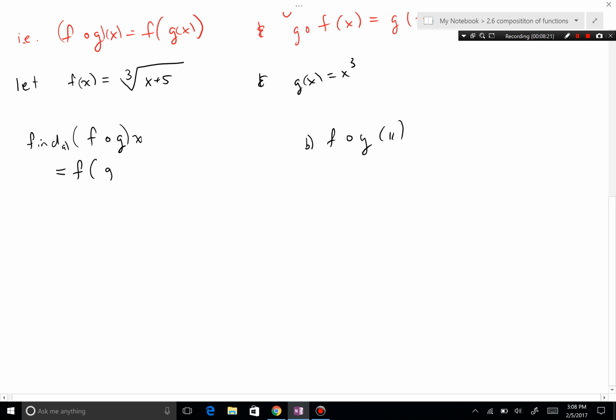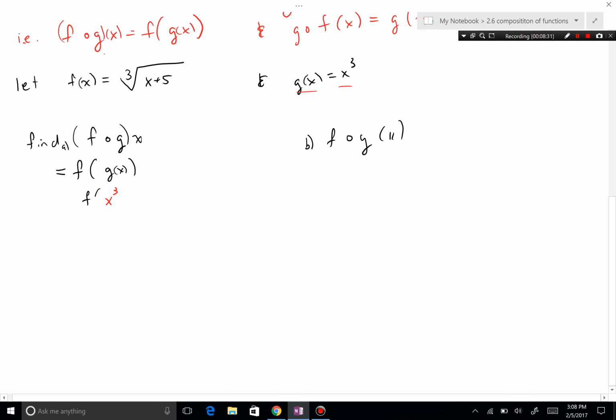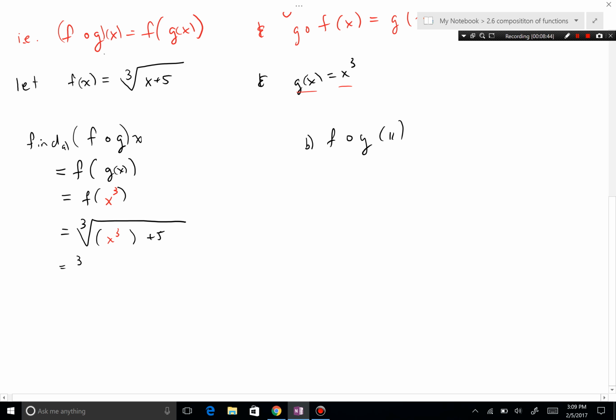Start with the definition, shove g of x into f of x. Well, what is g of x? Good news. We know g of x is x cubed. So that really means I'm plugging x cubed into the f function, right? And the f function says I'm going to take the cube root of whatever I plug in there plus 5. What am I plugging in here? Well, it's x cubed. Done and done. So this ends up meaning that I have the cube root of x cubed plus 5. It's very, very simple. It's not hard at all.